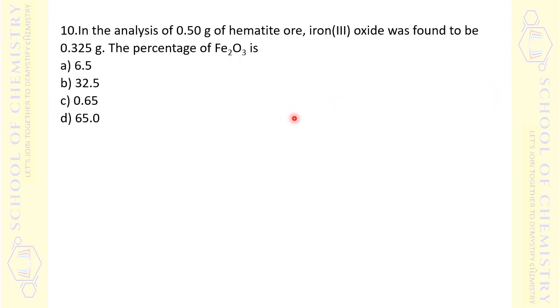10th question, very straightforward, right? It's just a simple percentage calculation. They have taken 0.5 grams of hematite ore, and in that hematite ore, it is experimentally found to be 0.325 grams of iron 3 oxide. Iron 3 oxide is nothing but Fe2O3 itself, right? So they have written it as iron 3 oxide, but it's actually Fe2O3.